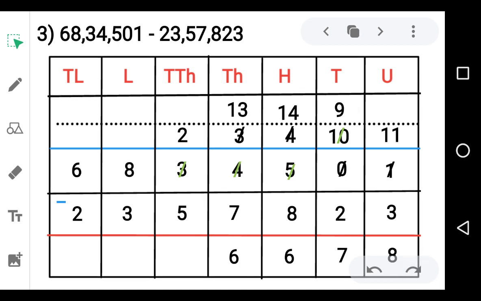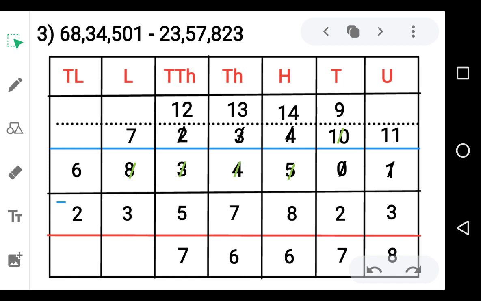Now we cannot subtract 5 ten-thousands from 2 ten-thousands. So we borrow 1 from the lakh place, and in the lakh place we have 8. So 8 becomes a 7 in the lakh place, and in the 10,000 place 2 becomes 12. Now we can subtract 5 from 12. So 12 minus 5, 7 in the 10,000 place.